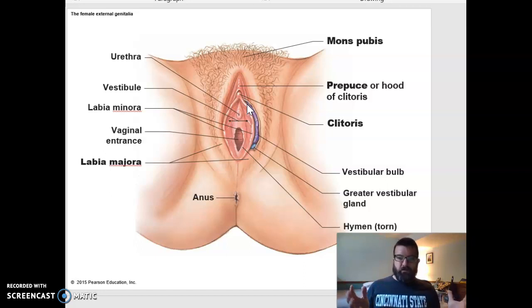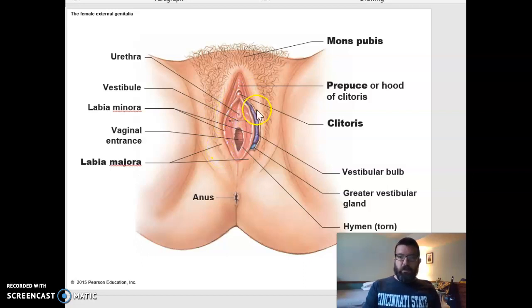A lot of these structures in the female are homologous to structures in males. So the glans penis, or the head of the penis, is going to be homologous, or come from the same tissue, as the clitoris, right? And those are both erectile tissue with lots of nerves. The clitoral hood, or the prepuce, is going to come from the same tissue that the prepuce did in the male, which is the foreskin of the male.